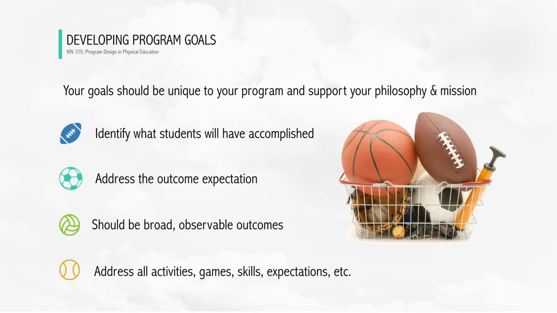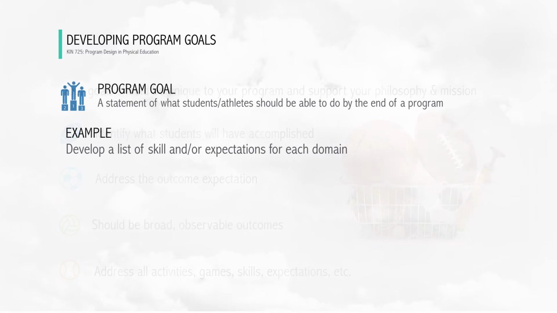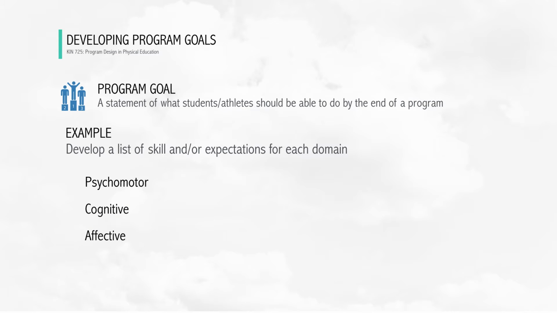So as you begin to brainstorm and develop a list of topics and ideas that you may want students or athletes to be able to do, you'll notice that you'll need to organize and start to make sense of those ideas. Now, a good method to begin this is to first of all write down the learning domains that you're expected to address throughout your program. Of course, these are the psychomotor domain, the cognitive domain, and the affective domain.